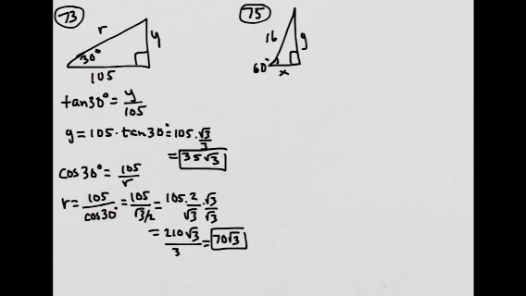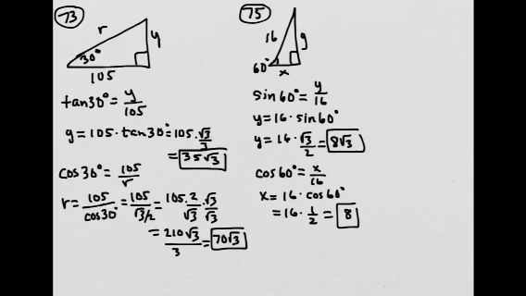Now cosine 30 is radical 3 over 2. And remember, when you divide by a fraction, you're multiplying by its reciprocal. So here's its reciprocal, and we're multiplying. I'm going to rationalize the denominator, so I'm multiplying top and bottom by radical 3. And so that gives me 210 radical 3 over 3. I can reduce this to 70, so 70 radical 3.